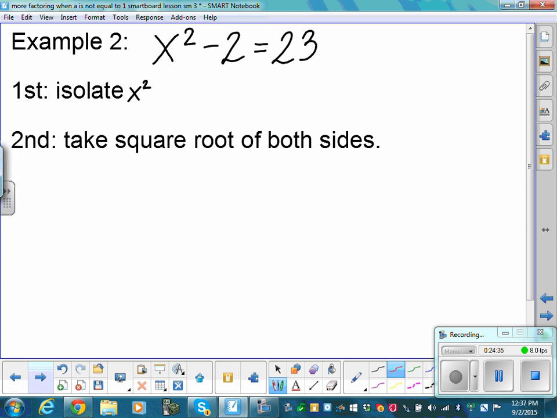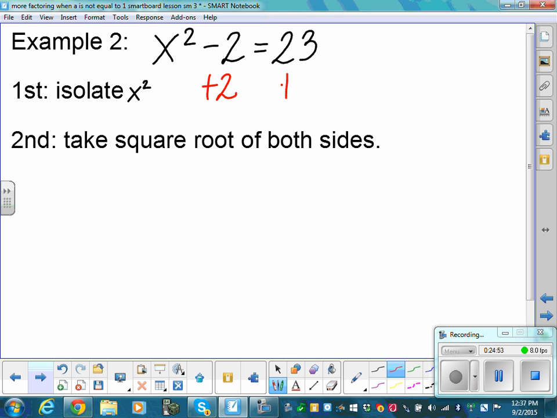X squared minus 2 is equal to 23. We're going to solve for x, but we don't want to solve using factoring. Notice we're missing the middle term. We're missing bx. There's nothing with an x in this. So we can solve for x the easy way. Let's isolate x squared before we do anything. You have to isolate x squared completely.